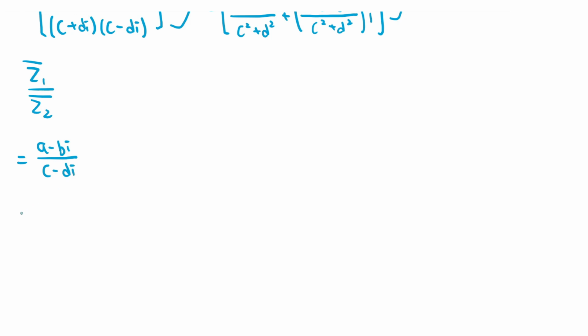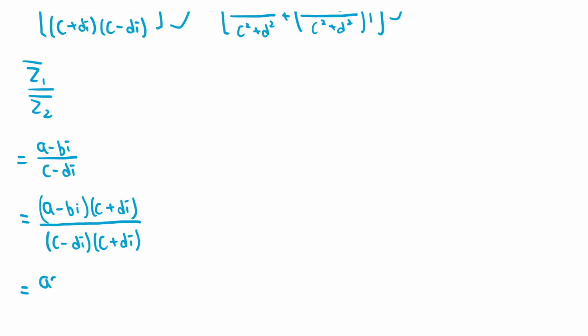We can simplify this by multiplying the fraction throughout by C plus Di, which is the conjugate of the denominator. So this becomes (A minus Bi) times (C plus Di) over (C minus Di) times (C plus Di). If we apply the distributive property, this is just AC plus ADi minus BCi minus BDi squared, divided by C squared minus D squared i squared.